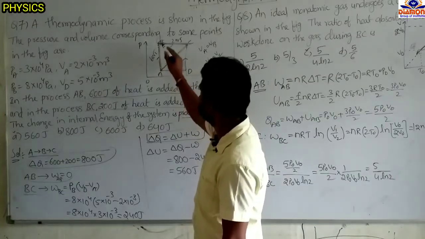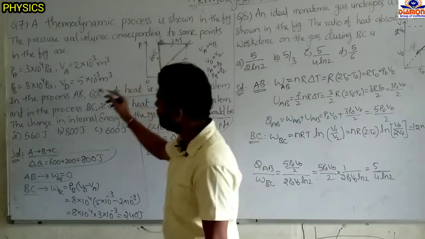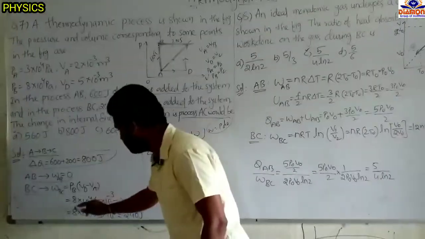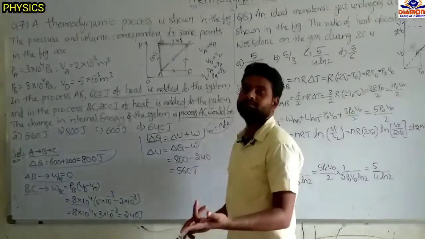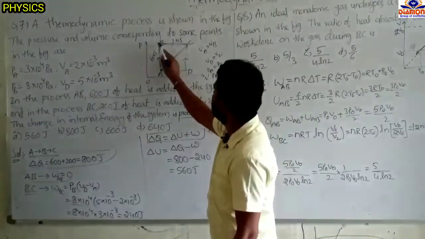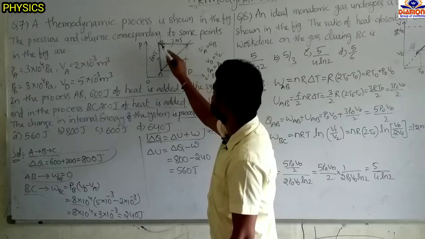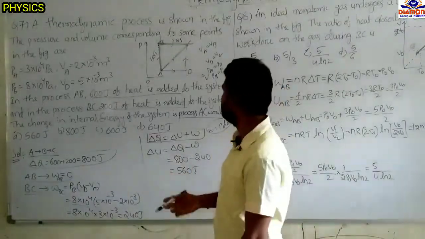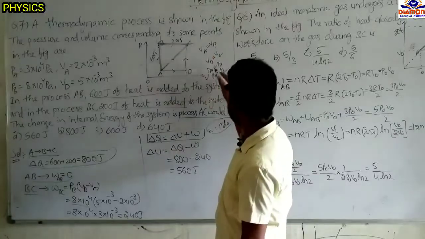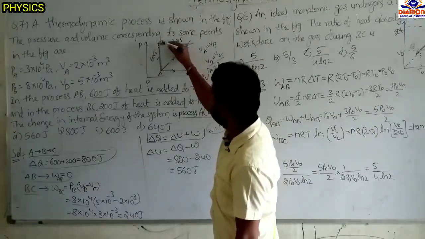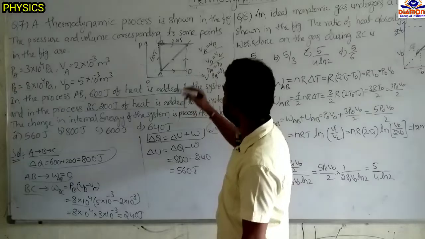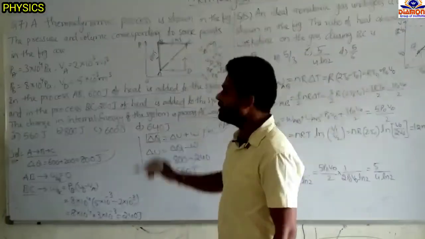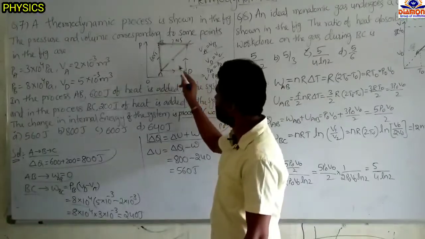The pressure value is the PB value given: 8 into 10 power 4 Pascals. Change in volume means final volume minus initial volume, VC minus VB. VC and VD are the same, and VB and VA are the same, as I said already. So VC minus VB is nothing but VD minus VA.